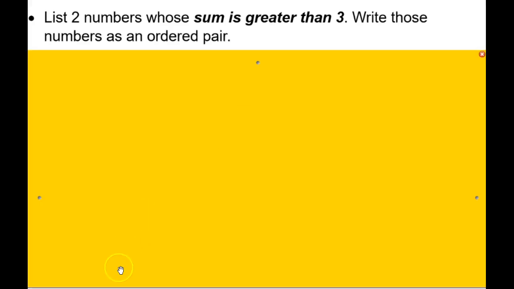Now I'd like to take a look at this question here. I want you to list two numbers whose sum is greater than positive 3, and I want you also to write these as an ordered pair. So take a moment to pause this video and write 2 or 3 solutions down for me, and then we'll talk a little bit about it.